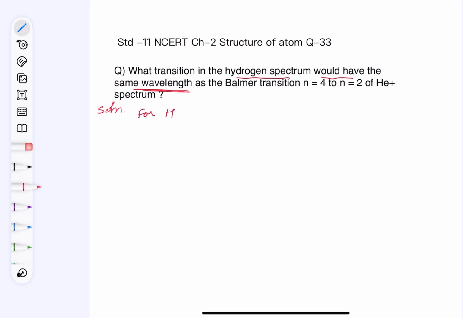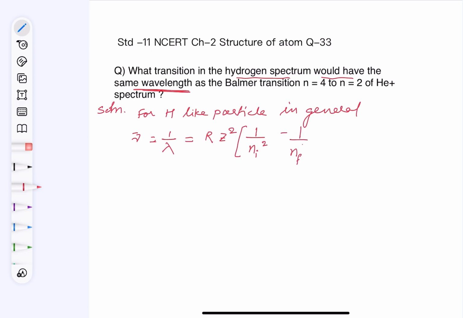We know that for a hydrogen-like particle, in general we have a formula which can be written as nu bar, which is equal to 1 by lambda, which will be equal to R Z square, where R is Rydberg's constant and Z stands for the atomic number, then 1 by n initial square minus 1 by n final square. This formula we already know.